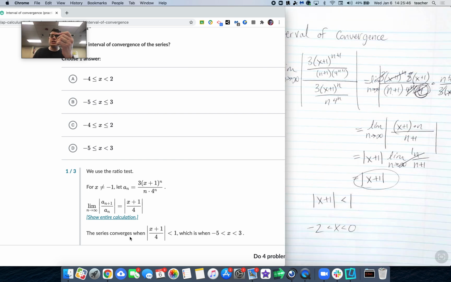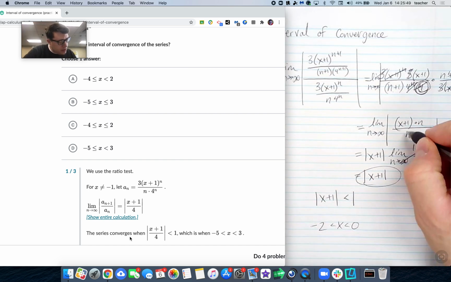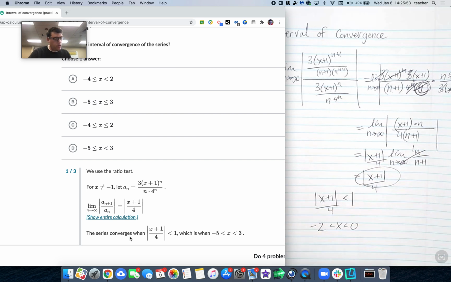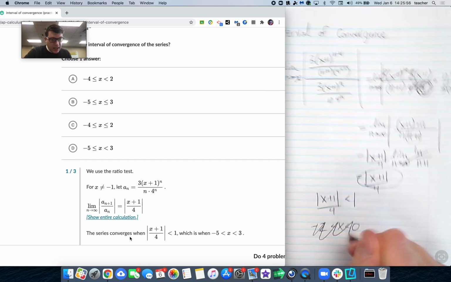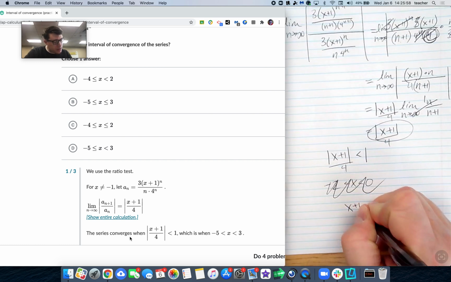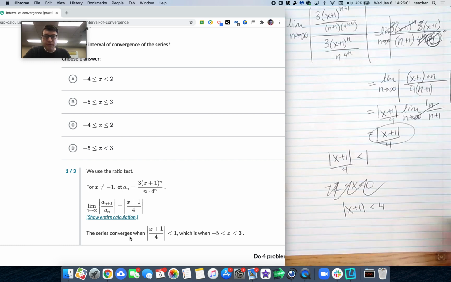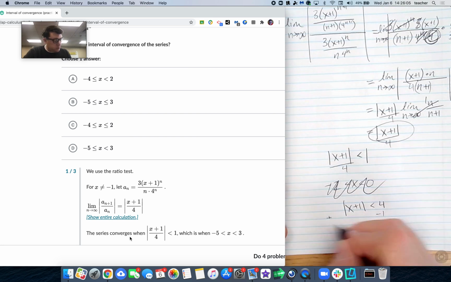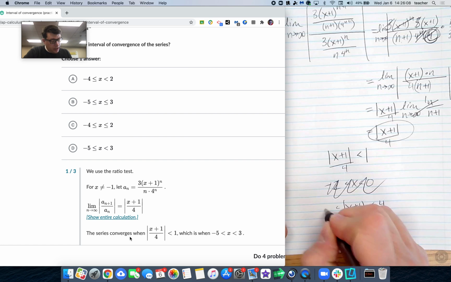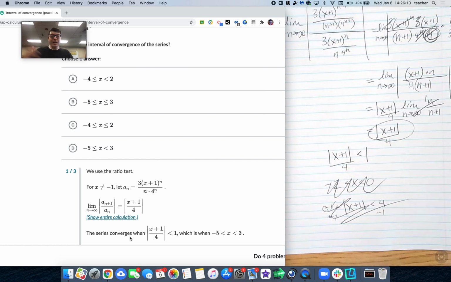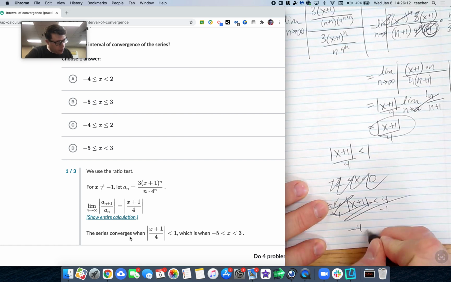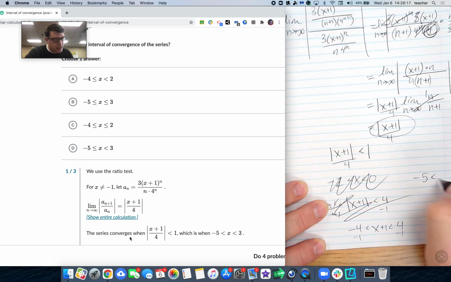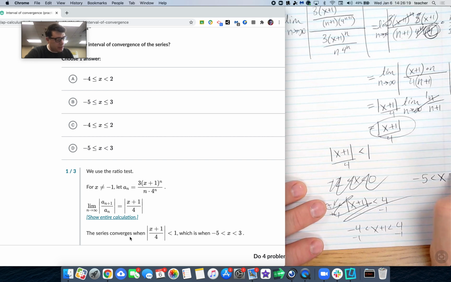Oh, why did I do math in pen? Okay, so there's still a 4, still a 4, still a 4, still a 4. And we multiply both sides by 4 so that |x plus 1| is less than or equal to 4. And then we minus 1, minus 1. I'm doing math in pen, oh my gosh. Okay, negative 4 is less than or equal to x plus 1 is less than or equal to 4, minus 1, minus 1. Negative 5 is less than or equal to x is less than or equal to 3.